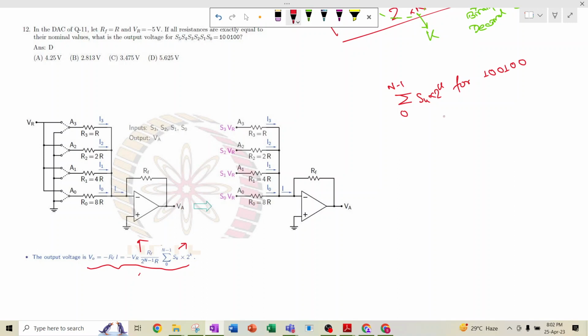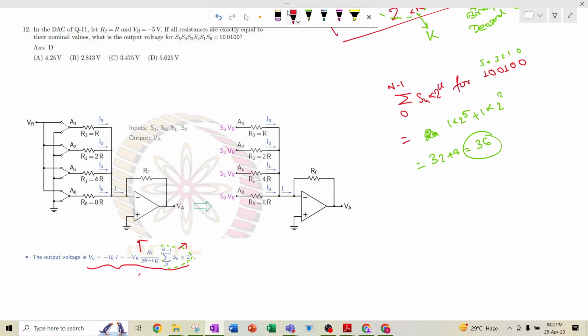100100. So what will be this? Here it is 0, 1, 2, 3, 4, 5. So that means 1 into 2 to the power 5 plus 1 into 2 square. That means it is 32 plus 4, that is 36. So this value is 36.